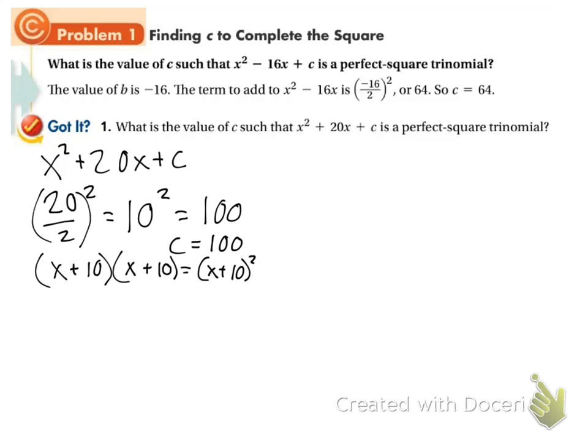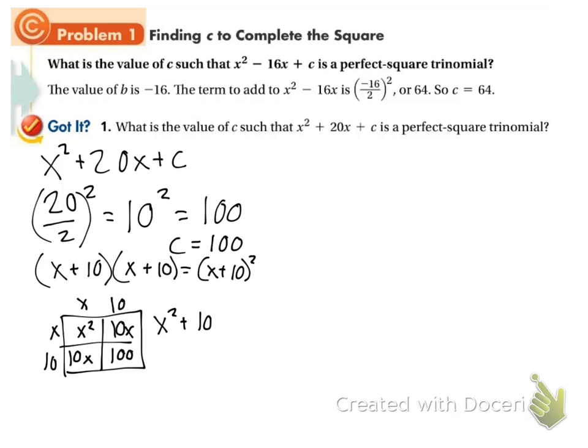And I'm going to work this out in a table. Remember how we used the tables before? Just so you can see why exactly we're doing this. So I put the x and the 10 here, x and 10. We get x squared, this gives us 10x, 10x, and 100. So this is x squared plus 10x plus 10x plus 100. Another way that I can write this is 2 times 10x. And so that's why I'm dividing by 2 up here.